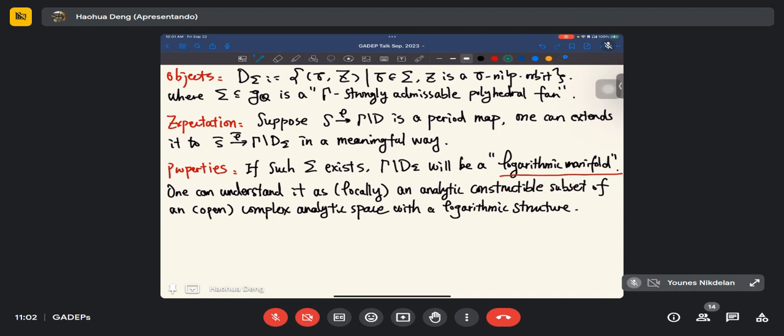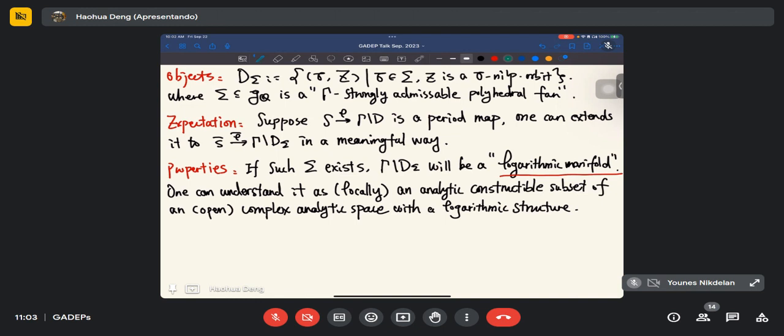And our expectation is that if such a fan exists, then for this period map, one can extend φ to φ bar on all of S bar, and the image should extend from Γ\D to Γ\D_Σ, if Σ contains all of the local monodromy cones of this period map. So this is the expectation, right? We are extending φ to φ bar, and the image lies in the quotient by Γ of this space D_Σ.